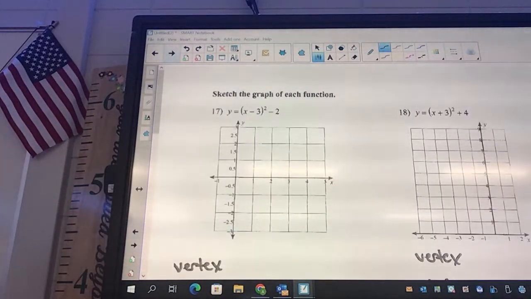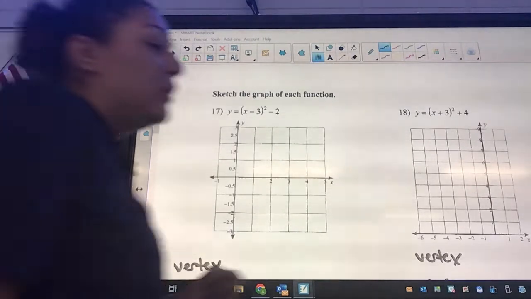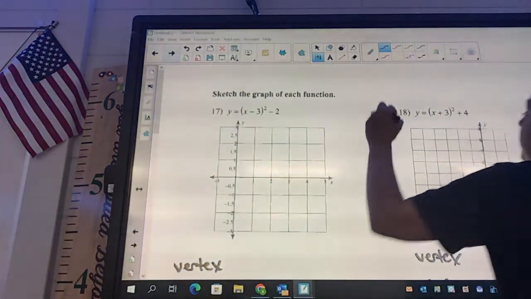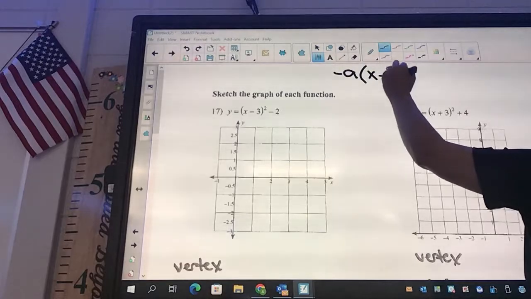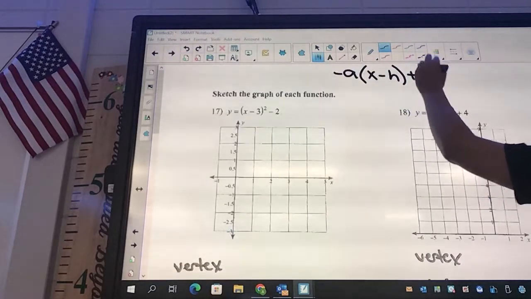Okay, the last sections on here are about graphing. So we graphed in vertex form and standard form. So I'm going to write the formula up here today, but that's it. So it's a(x minus h) plus k.